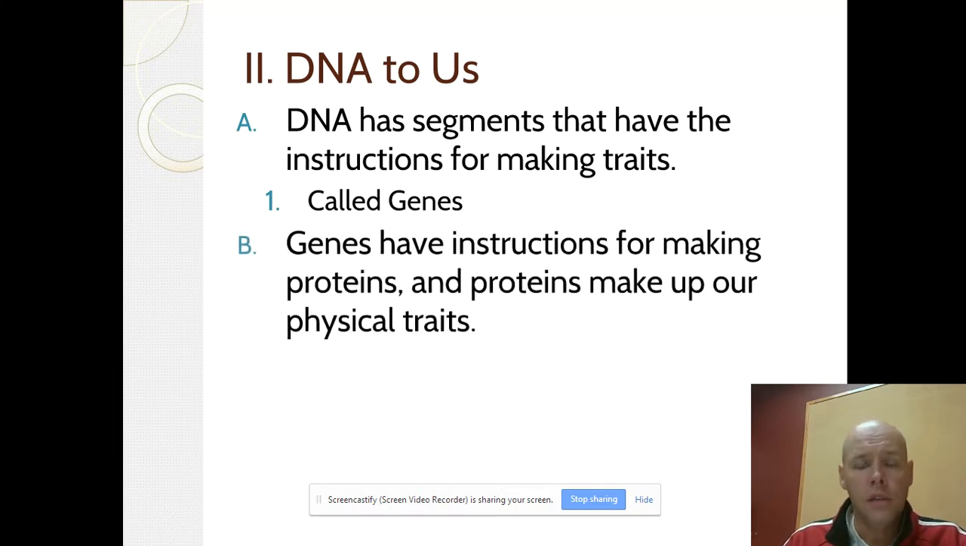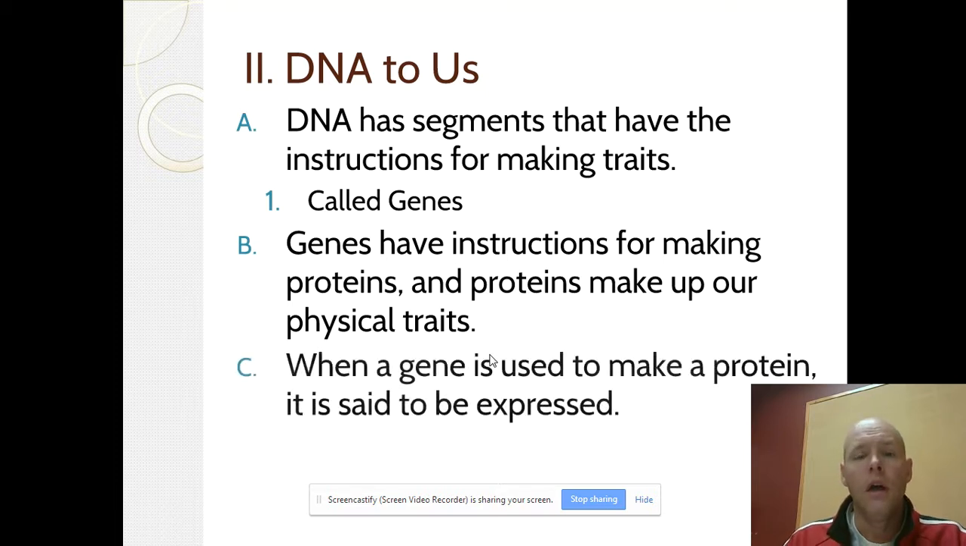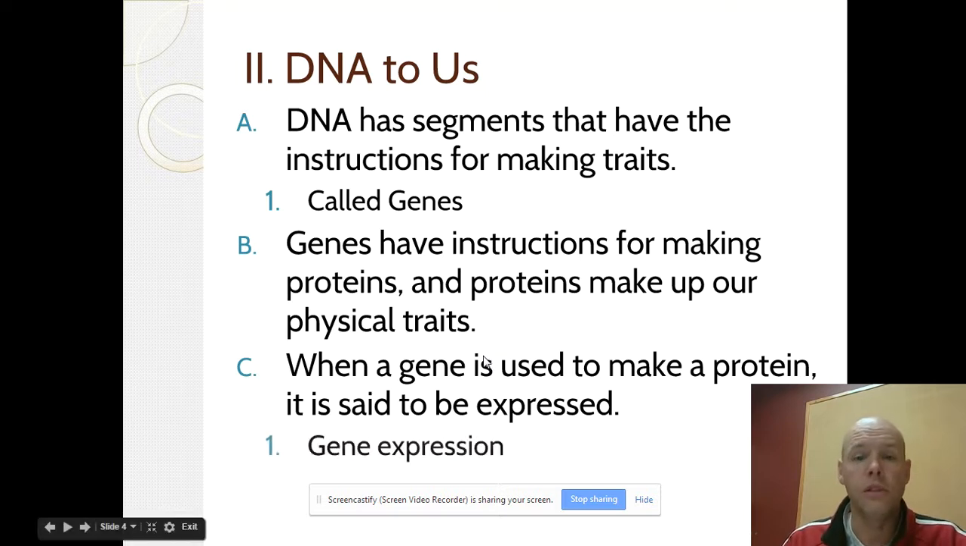Now these genes have the instructions to make proteins. That's what actually is made in this process, and what eventually becomes our traits, what you physically see, is an accumulation of proteins that are made by the DNA. Now, when a gene is used to make proteins, it's said to be expressed. Like if you were using a recipe to make some kind of dessert, you're kind of expressing that recipe. So when a gene is expressed, it's called gene expression.